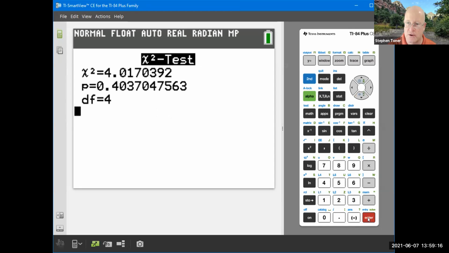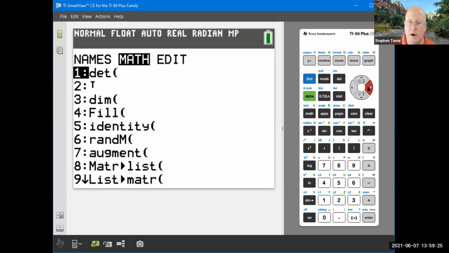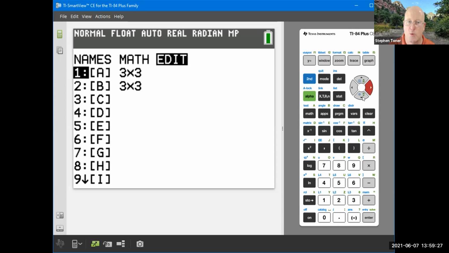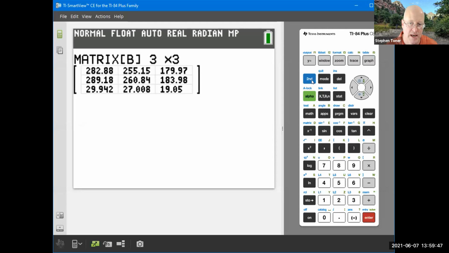Now, to check those values, the easiest way to do this is to hit second matrix, go into matrix again, go over to the right to the edit column as if you wanted to edit the matrix, and go down to choice B. Because at that point, when you hit enter, you can now look at all of those expected values, and you can inspect them and see that, yes, all of them are above 5. And that's what our assumptions were saying.